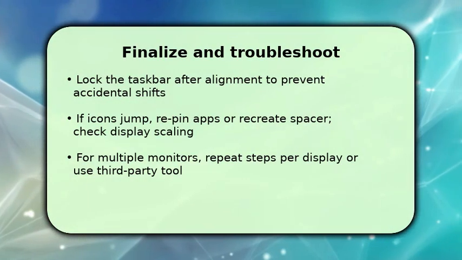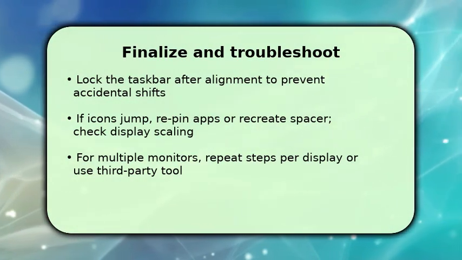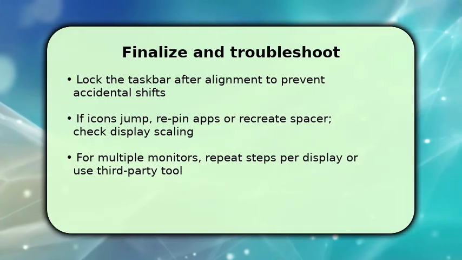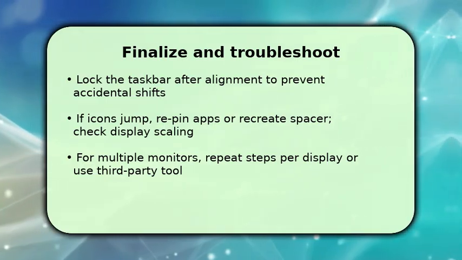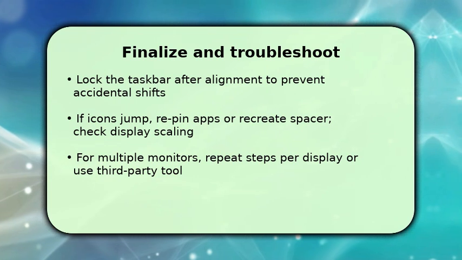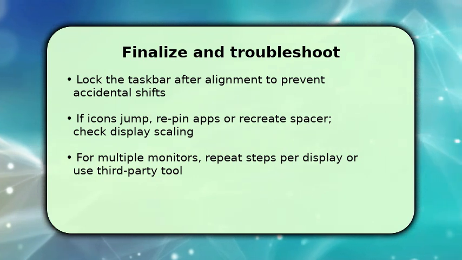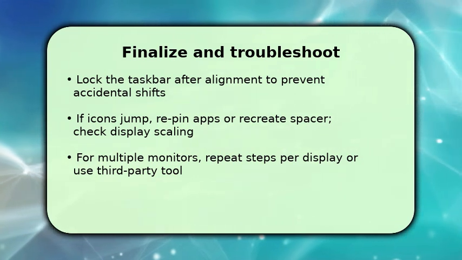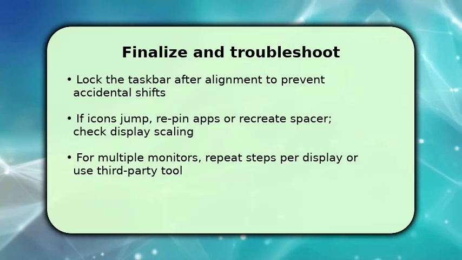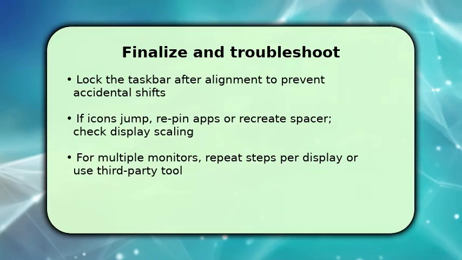Finish by locking the taskbar and testing common actions. Open apps, resize Windows, Alt-Tab, so the centered group remains stable. If icons shift or snap back, unpin and repin the apps, recreate the spacer folder, or reset taskbar settings. Scaling or display changes often cause movement.